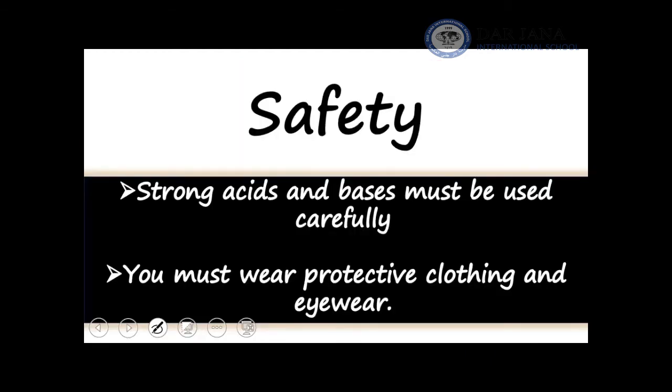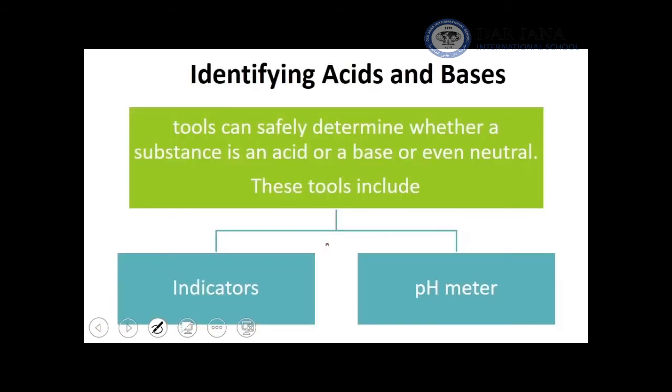Okay, but for safety, always remember not to taste any substance, and many substances like strong acids and bases must be used carefully. You must wear protective clothing and eyewear, so they are very harmful for the skin, eyes, and for your body. So this is why tasting is not enough. So we need some sort of indicators to identify the type of the substance. So identifying acids and bases, we have two ways. Either we use indicators or we use instruments such as a pH meter. Okay?